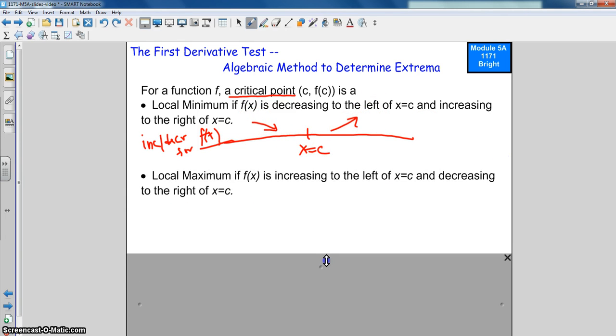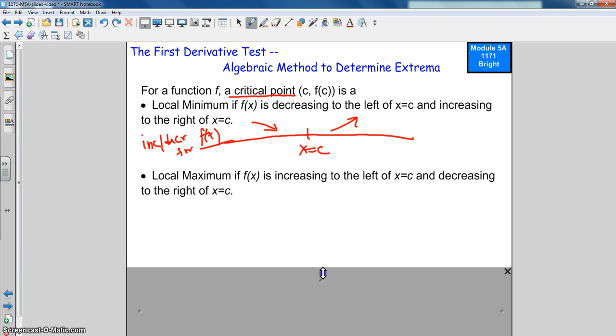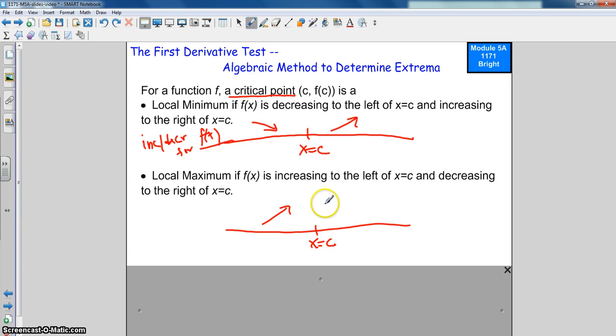Similarly, we're going to have a local maximum if, and I'm going to draw the same chart, at x equal to c, we have it increasing to the left and decreasing to the right. So again, this would be an increasing, decreasing chart for f of x.